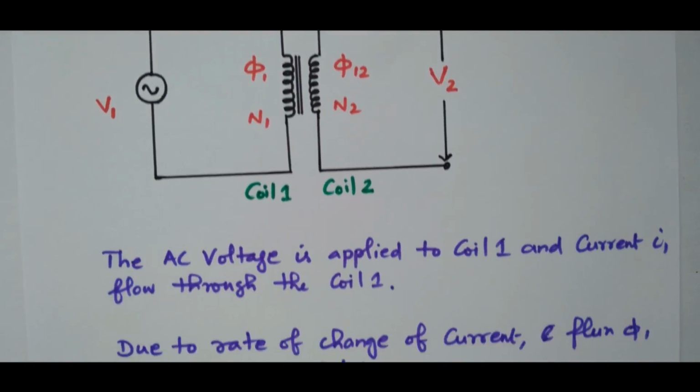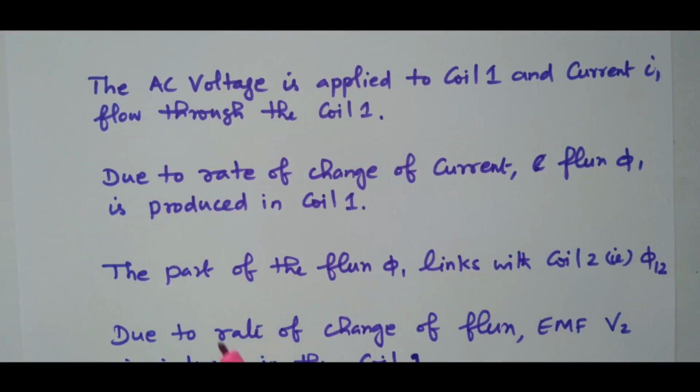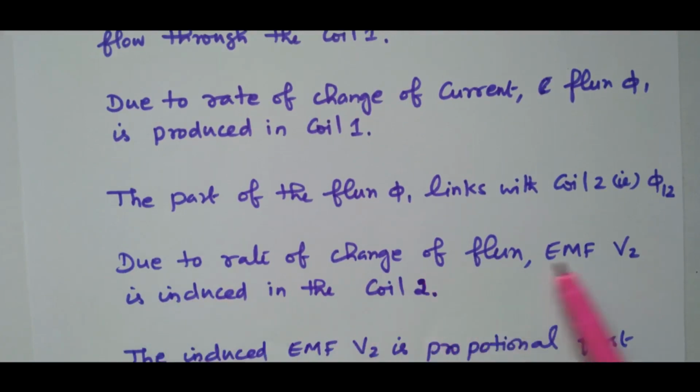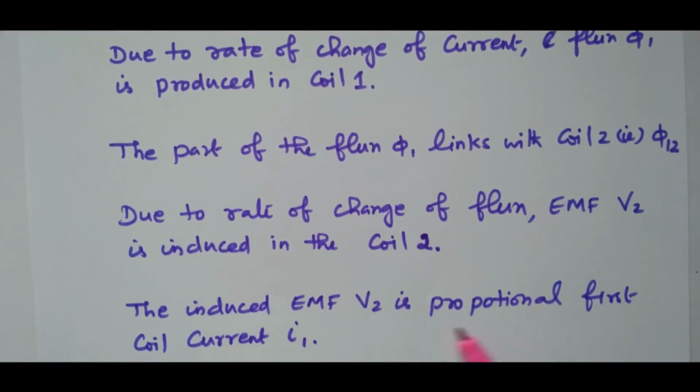I will see the description. What we discussed is given as a description. The AC voltage is applied to coil 1 and current I1 flows through coil 1. Due to the rate of change of current, flux φ1 is produced in coil 1. The part of the flux φ1 that links with coil 2 is φ12. Due to this rate of change of flux, EMF V2 is produced in the second coil. So this induced EMF is proportional to the current in coil 1, I1. Now we'll go to the derivation.